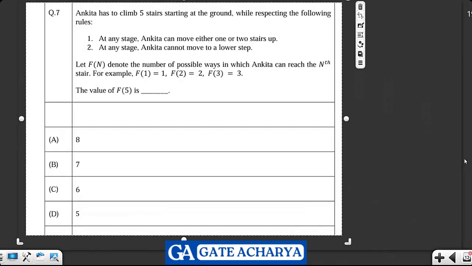Let Fn denote the number of possible ways in which Ankita can reach the nth stair. So F1 stands for if there is only one stair, what are the possible ways of getting there? One way. F2 means 2 stairs are there. Then how many ways of getting to 2 stairs? 2 ways. What about F3? There are 3 ways of getting to the top of the third stair. So like that, for F5, what are the possible ways? Let me explain these ways which are given to you already.